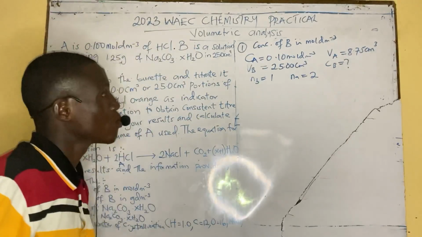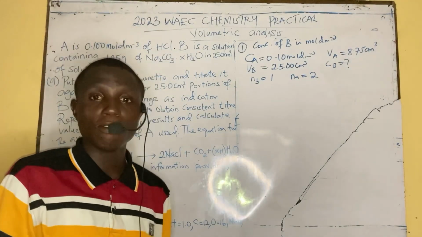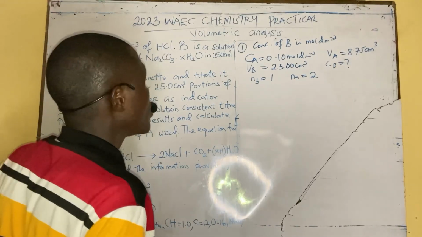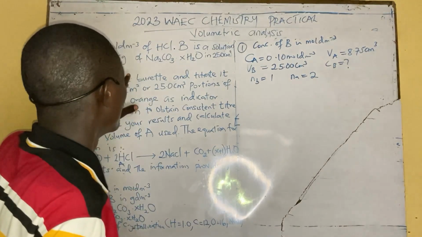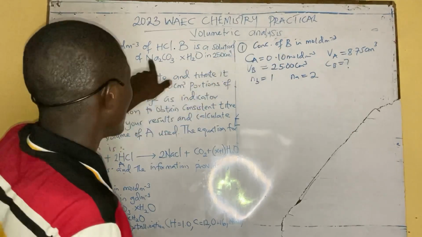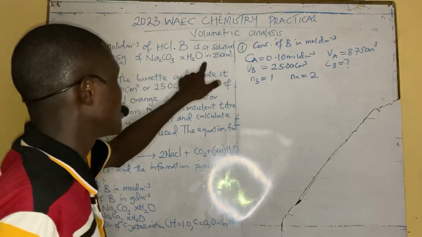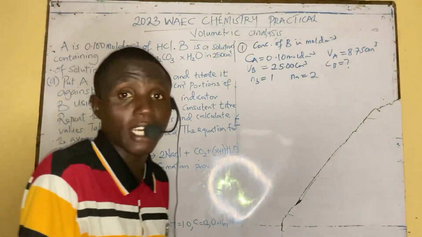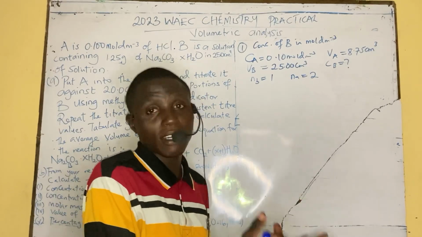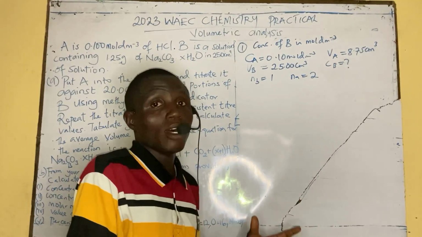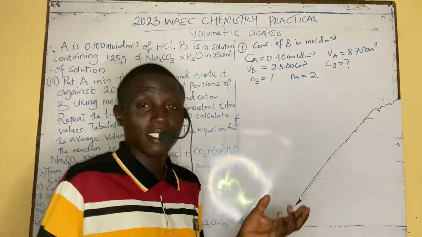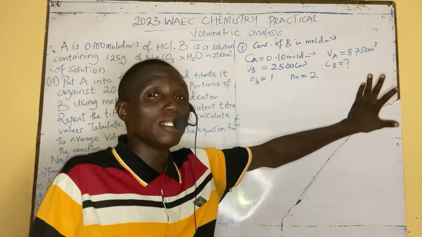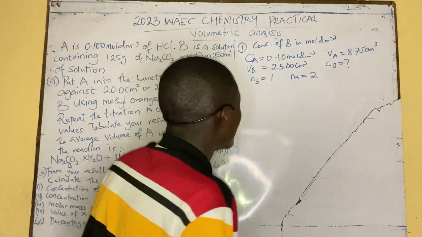Now it means you can easily use CaVa over CbVb equal to Na over Nb. That's the best formula. Because if you use mole over volume for the molar concentration of B, you have to calculate the molar mass, and the molar mass of this is unknown. We are even asked to calculate the molar mass, so we cannot calculate the mole of B here. That makes that formula useless. So CaVa over CbVb is the only formula you can use to get the concentration of B.